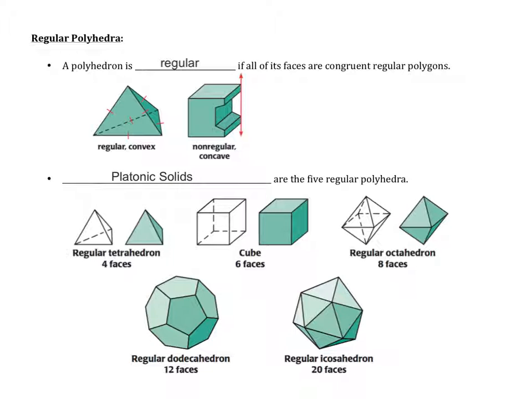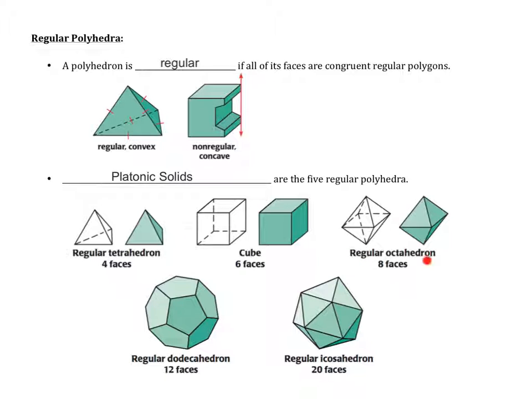Platonic solids are named by the number of faces that they have. So the first one is called a regular tetrahedron. Tetra means 4. So it is a regular polyhedron with 4 faces, and in this case the faces are regular triangles. Next we have a cube, which is a platonic solid with 6 faces, and in this case all of the faces are squares, regular parallelograms.